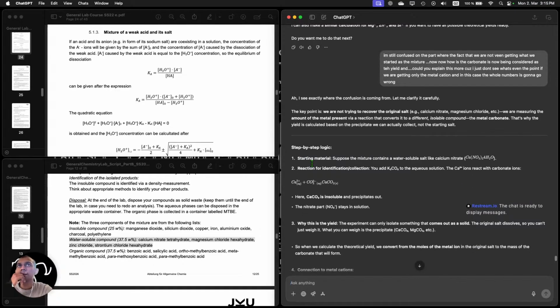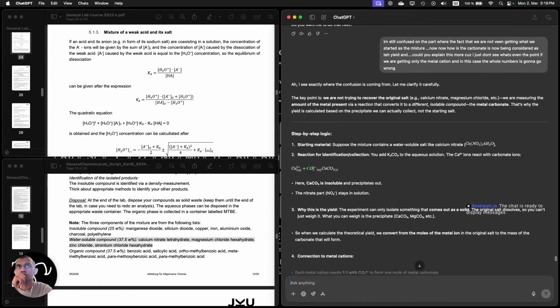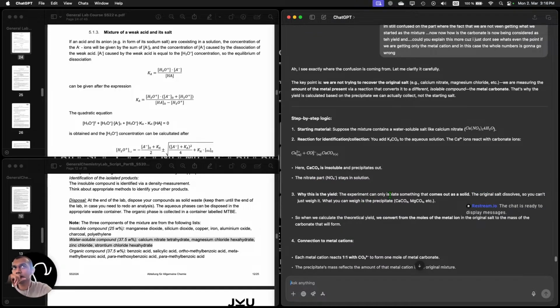So, starting material: suppose the mixture contains a water-soluble salt like calcium nitrate. Reaction for identification/collection: you add the potassium carbonate, calcium ions react with carbonate ions, so we get calcium carbonate, an insoluble precipitate that comes out. Why is this the yield? The experiment can only isolate something that comes out as a solid. The original salt is dissolved, so you can't just weigh it. What can you weigh? The precipitate.